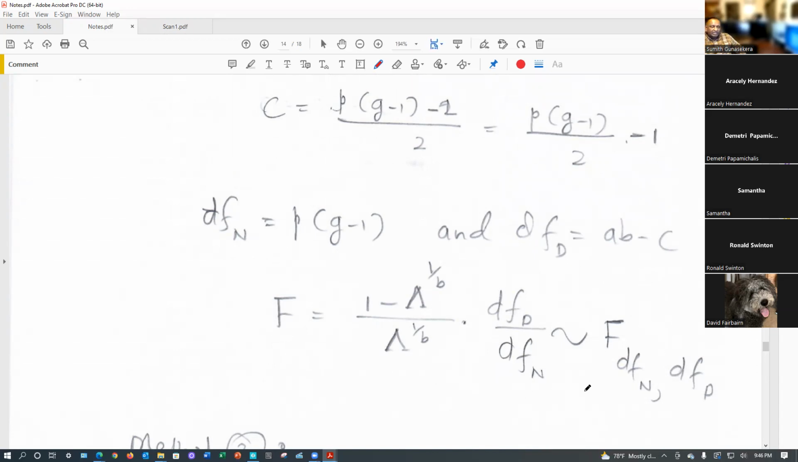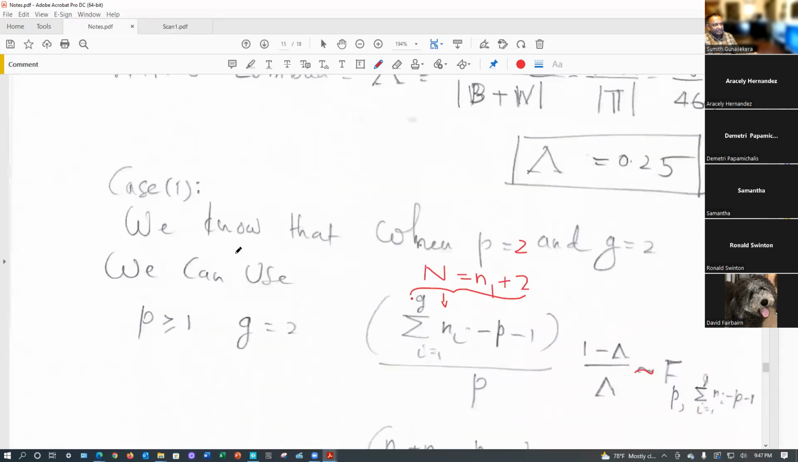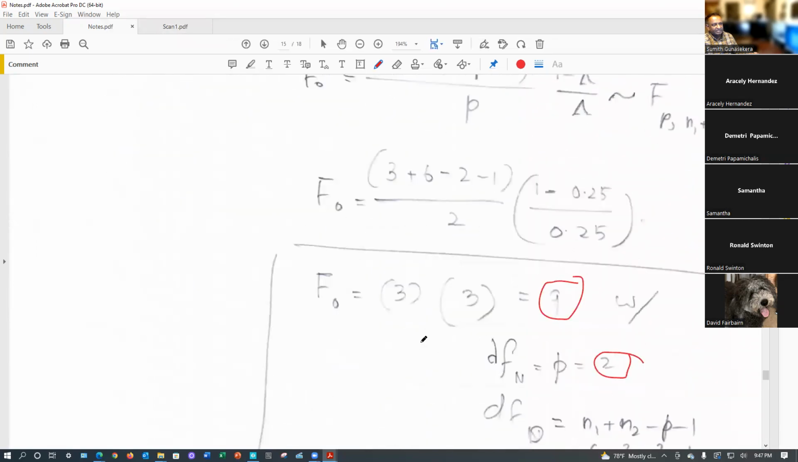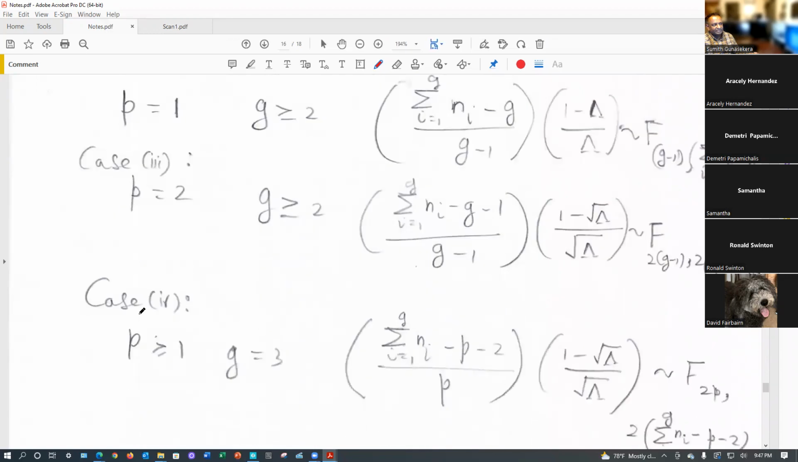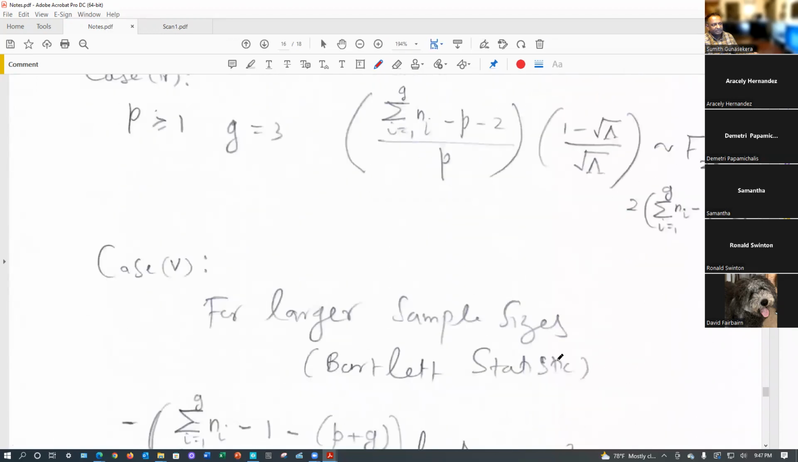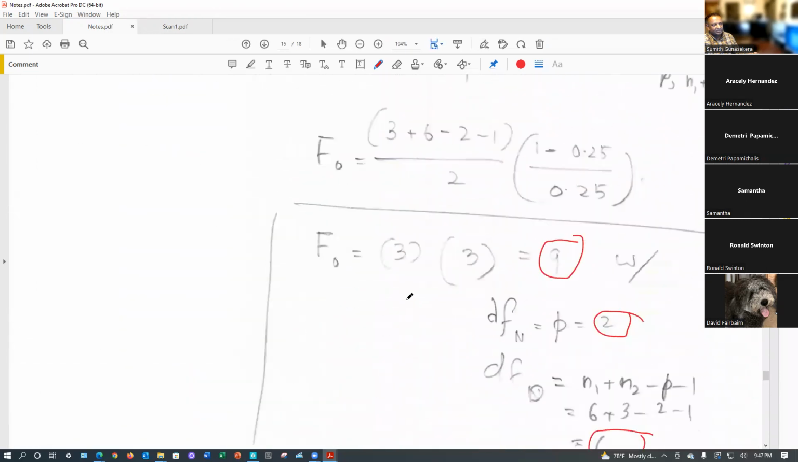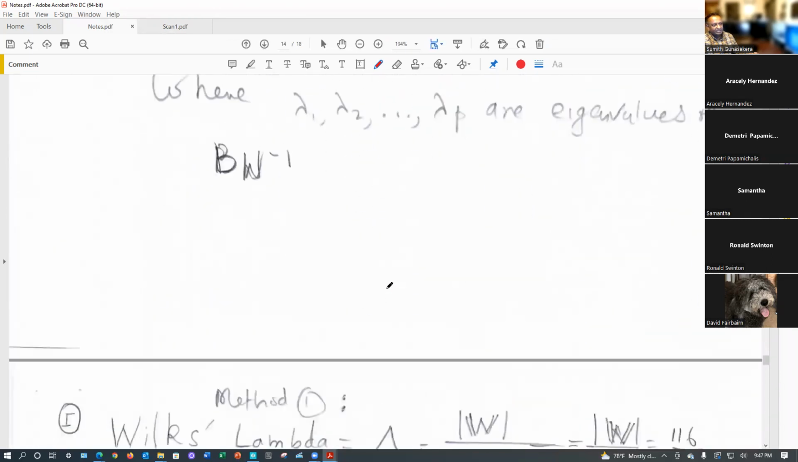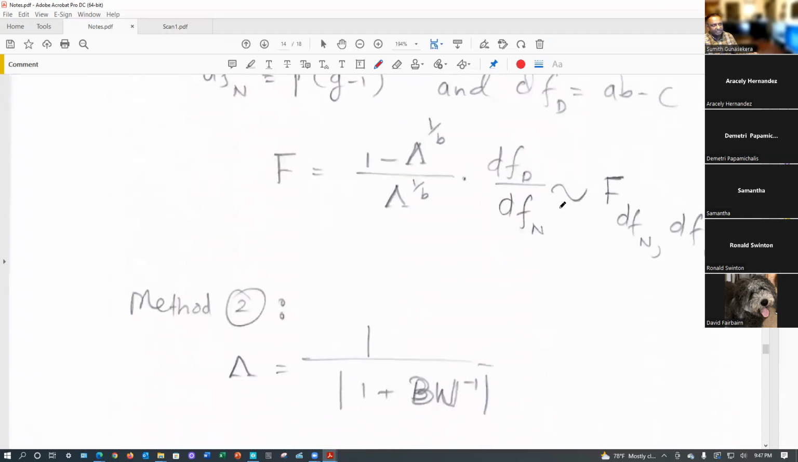I talk about the Wilks lambda. Still, we are on Wilks lambda. How they are related to F in case one, case two, case three. See, in case one, see how they are related to F. See, case 2, case 3, case 4, case 5, how they are related to F. Wilks lambda, case 6, that's the case that I'm talking about. And under the second method, how to find the Wilks lambda, this is how they're related.